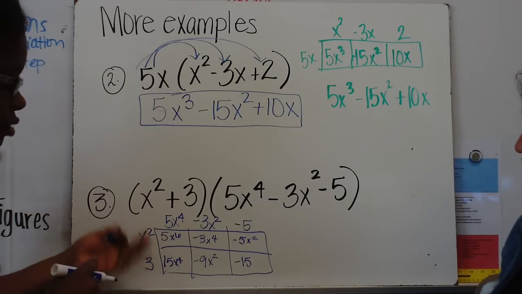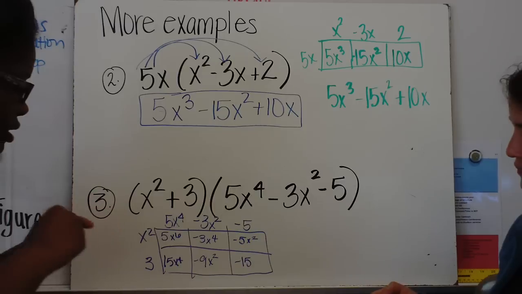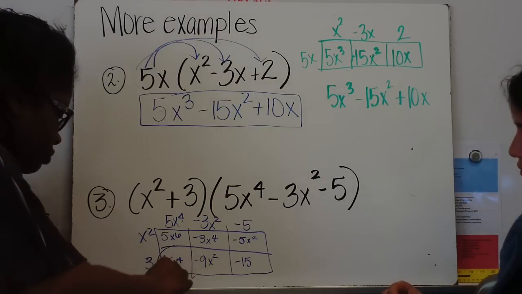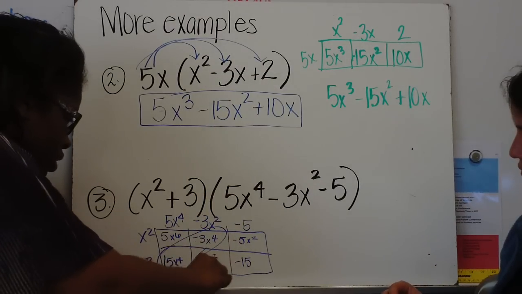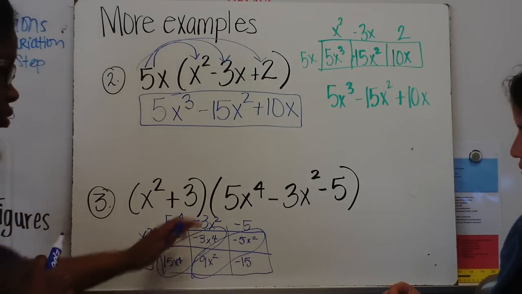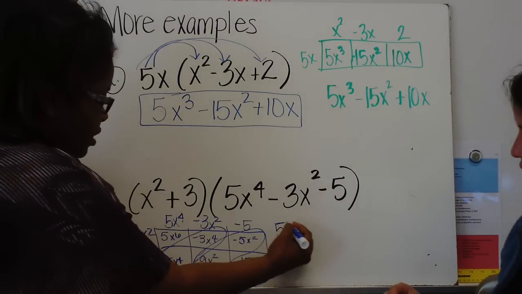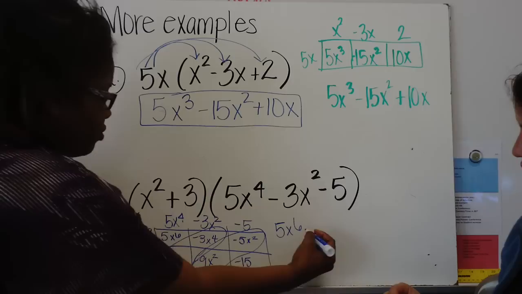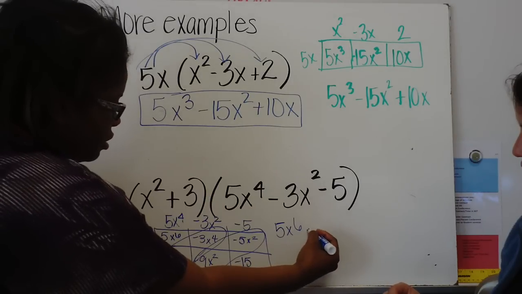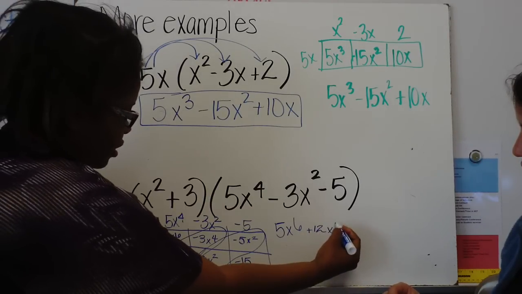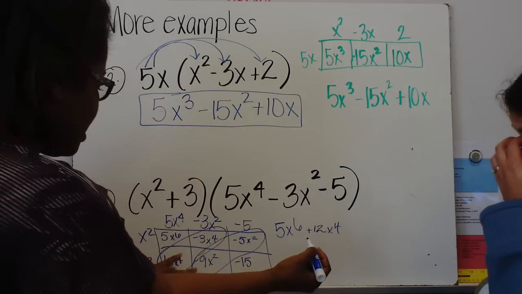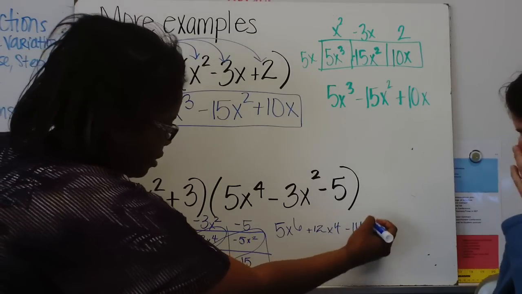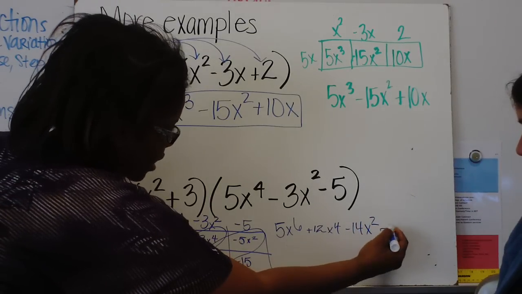So once I finish multiplying everything in my box, which is pretty much simple, then I need to look for like terms. And usually in your box, your like terms are in the diagonal. And in this particular case, I have 2 diagonals that are alike. So I'm going to write down 5x to the 6th. Combine these two. 15 minus 3 is 12. And negative 9 and negative 5 is negative 14x squared minus 15.